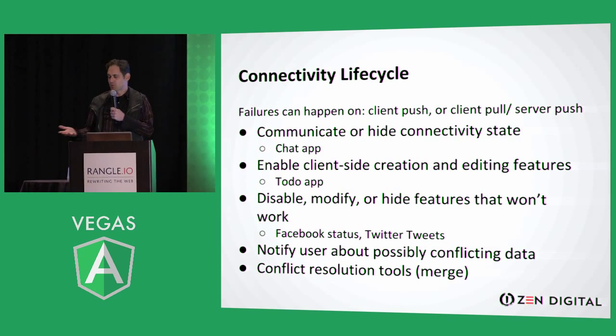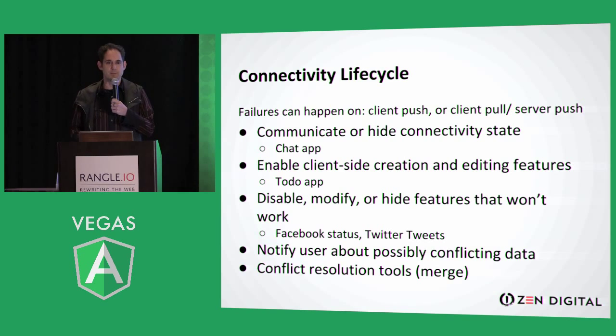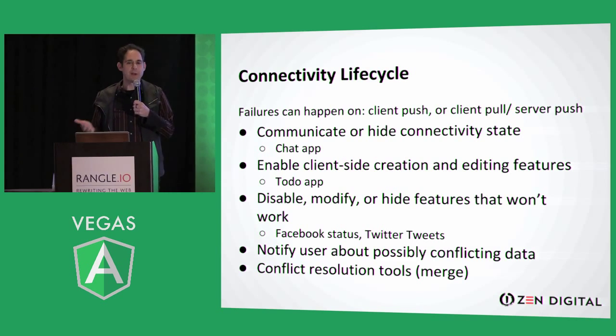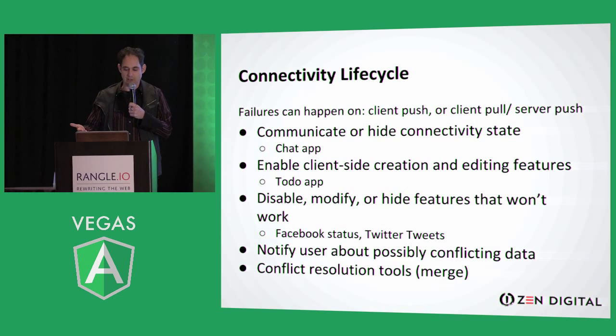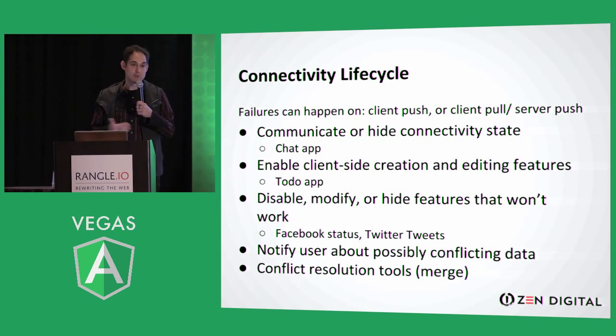And certain apps treat it differently. For instance, Facebook chat will just say, hey, you can't send your message, but your SMS app will allow you to send it and will sort of keep it around and try to send it until you go back online. These are the sort of choices we need to make in our apps. So to enable client-side creation and editing features, such as in a to-do app, if I'm offline and I have a new item for my to-do list, I should be able to create it even if I'm offline.